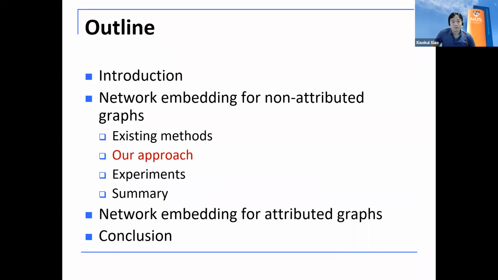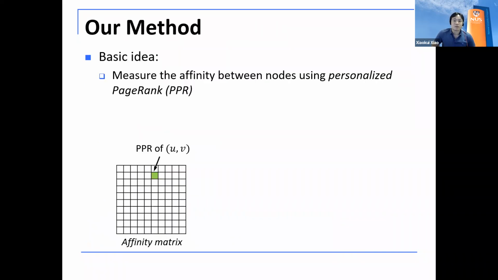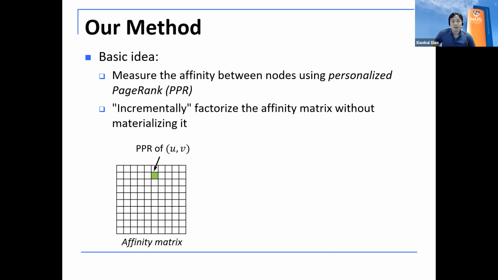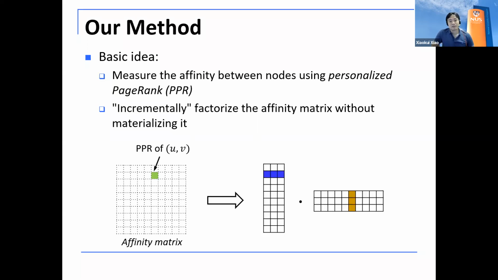So in what follows, I'm going to talk about how we address these two problems. The basic idea is that we will use something called personalized PageRank as the affinity matrix between the nodes. And then we're going to incrementally factorize the affinity matrix without materializing it. So the idea is that we're going to start from some small components of the affinity matrix, and then we're going to factorize those small components. And then we're going to use those factorized components to incrementally build up some other components so that at the end of the day, we can obtain a factorization of the affinity matrix without materializing it.